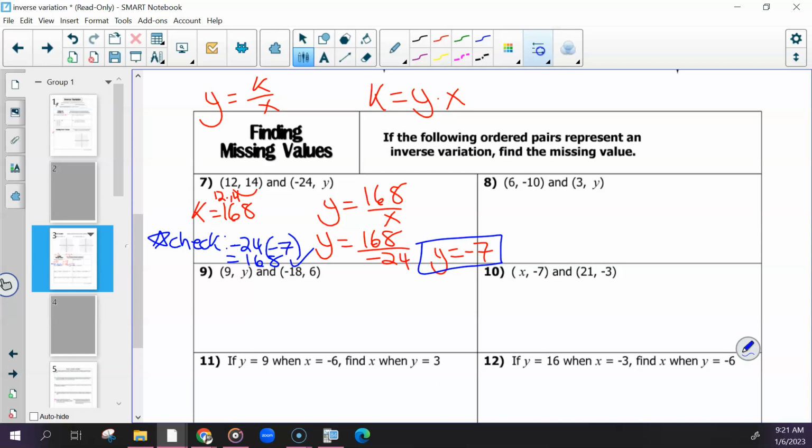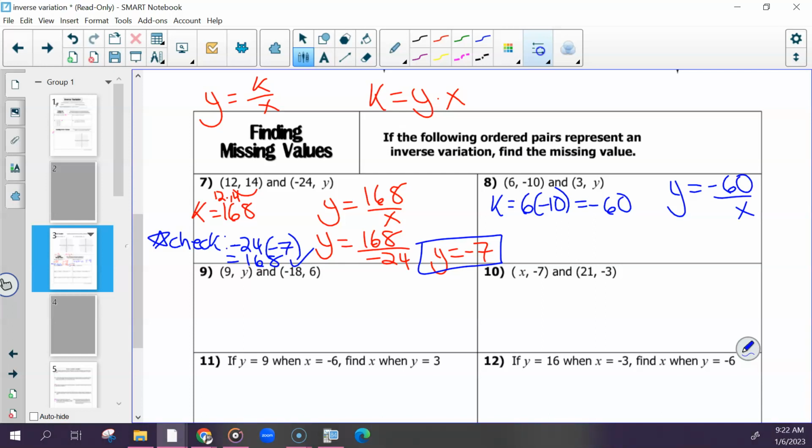Let's do 8. Same thing. Multiply 6 and -10. So your k value is -60. Put that into your equation. Y equals -60 over x. Look at the value you're given and the value you don't know.